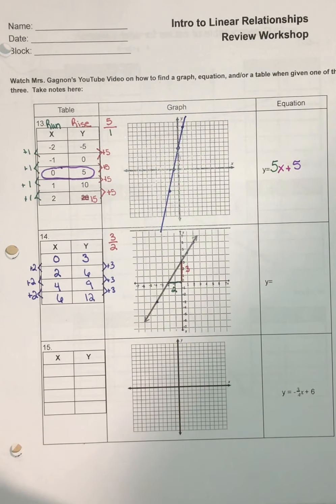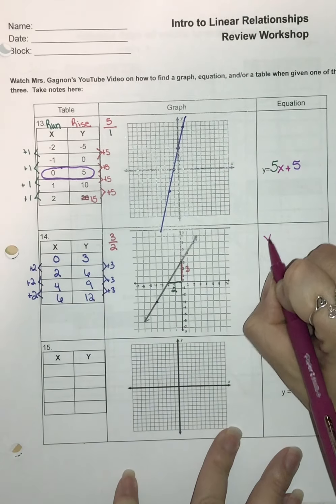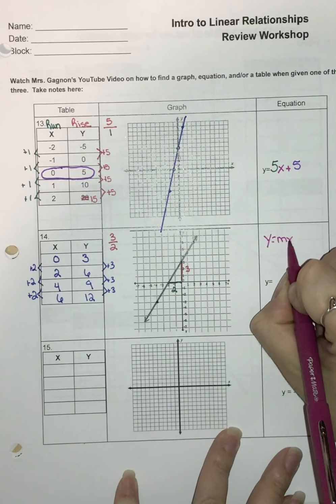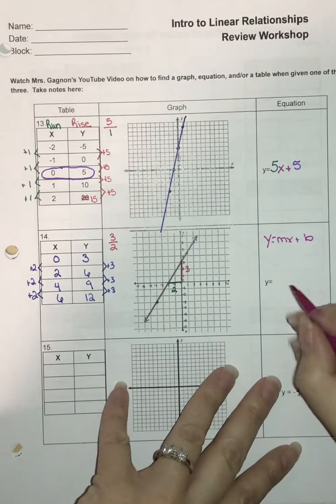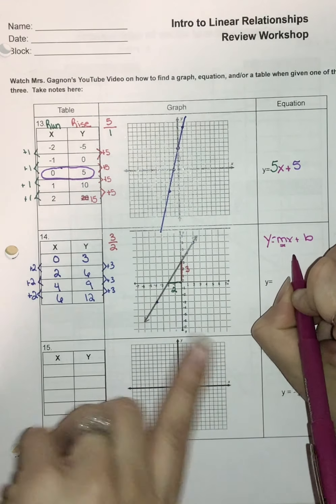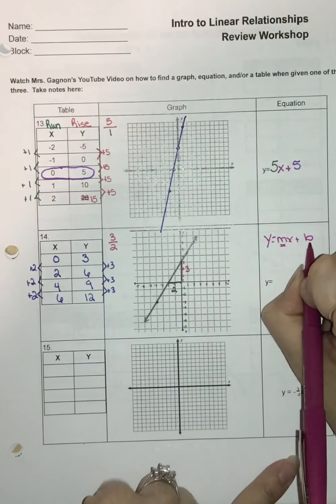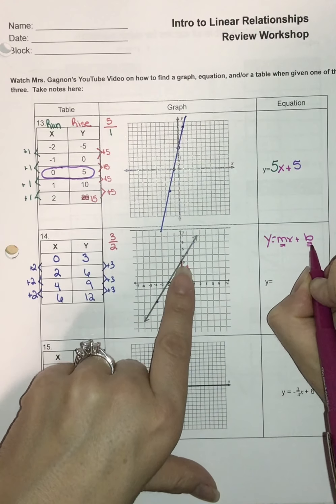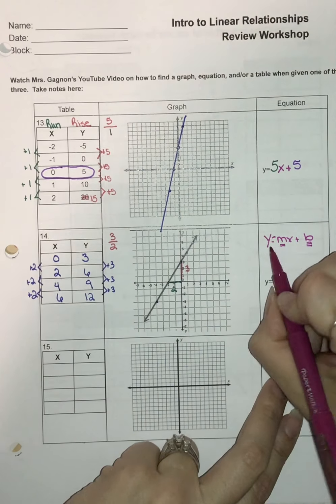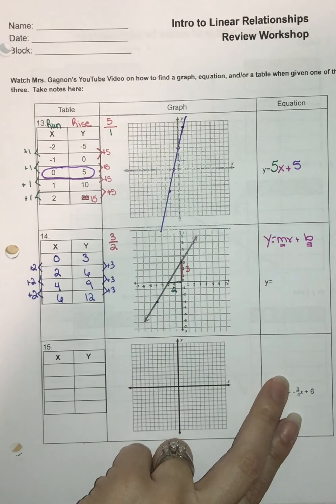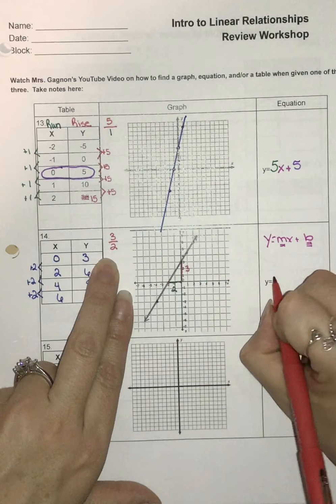Now the only thing left is to write our equation. So remember, it's y equals mx plus b. It's always y equals mx plus b until we learn a different version. But right now it's just y equals mx plus b. Remember, m is your slope, which we already found, and b is our y-intercept, which we have on our graph and in our table.